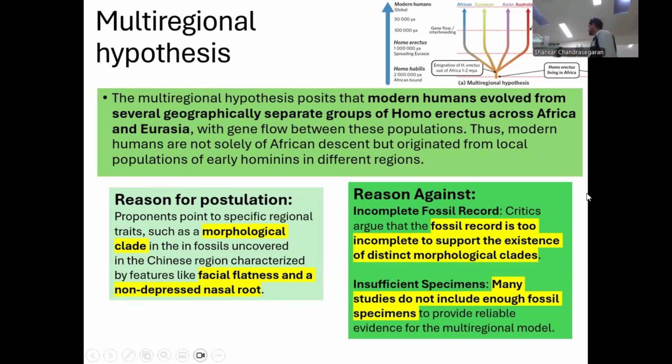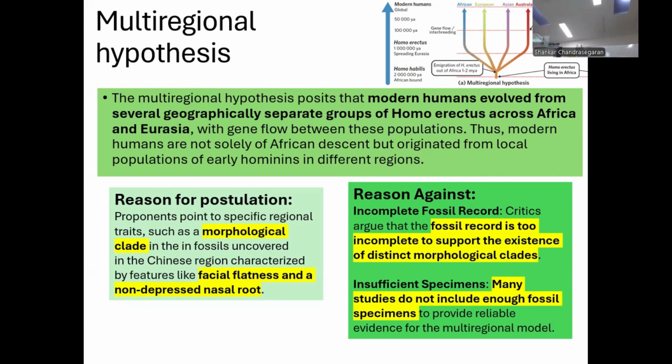Why is it that we don't really support this? There are a few reasons against it. First of all, there is incomplete fossil evidence to indicate this was the case. Basically, the fossil record is too incomplete to support the existence of distinct morphological clades. So even though there is this one fossil that we found, we haven't found enough fossil records to support this idea.